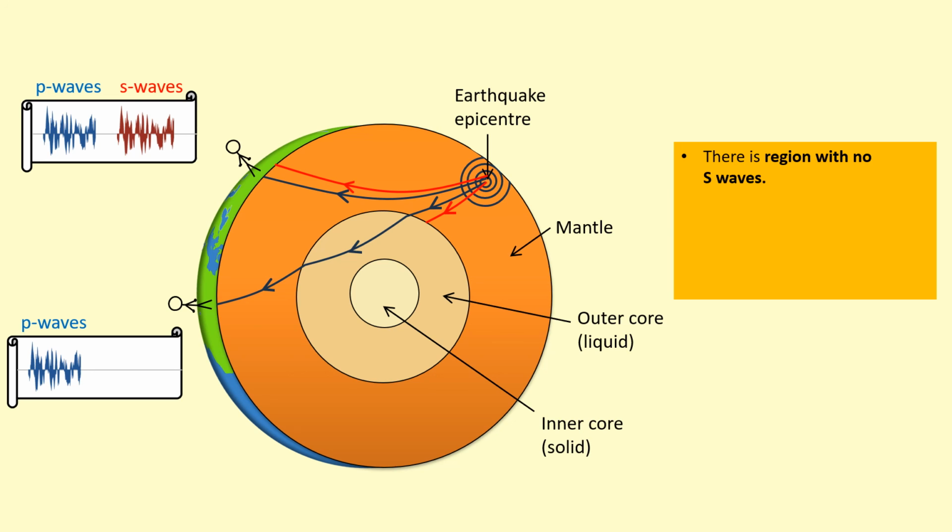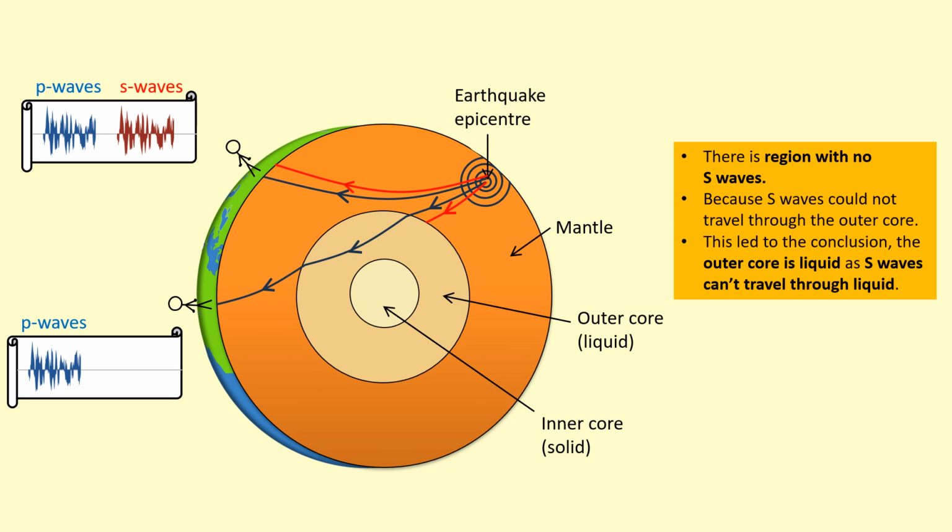Okay, to summarize, there is a region on the Earth where you won't be able to detect S waves after an earthquake has occurred, and this is because the S waves can't go through the outer core. They can't go through the outer core because the outer core is liquid. So that's how we determined that the outer core is liquid.